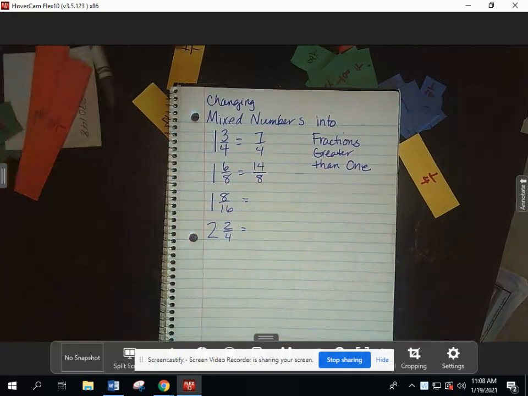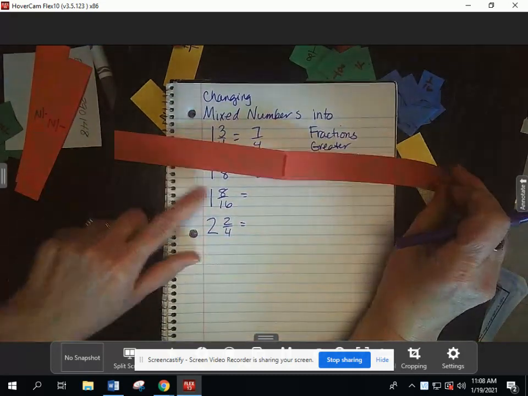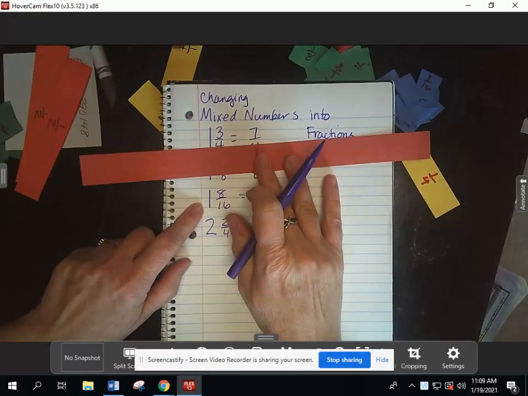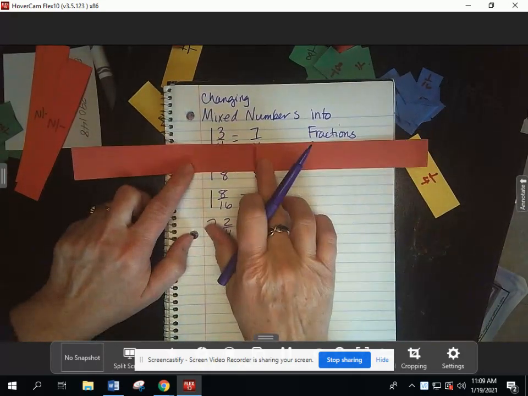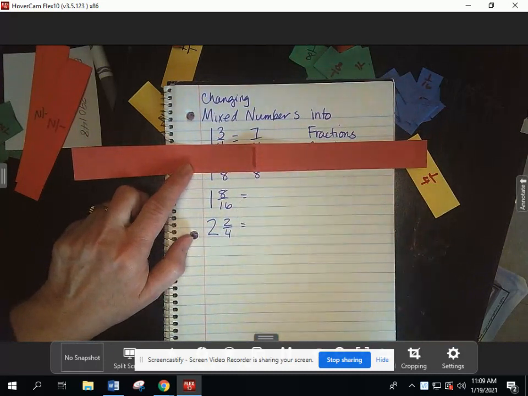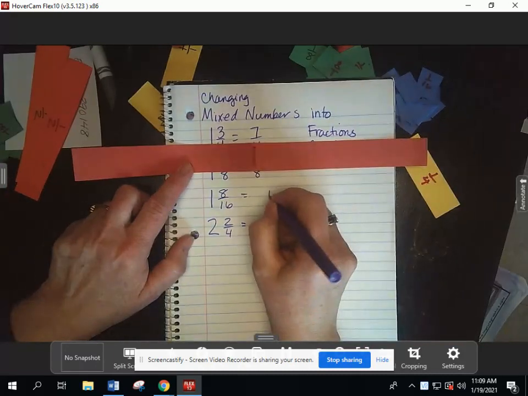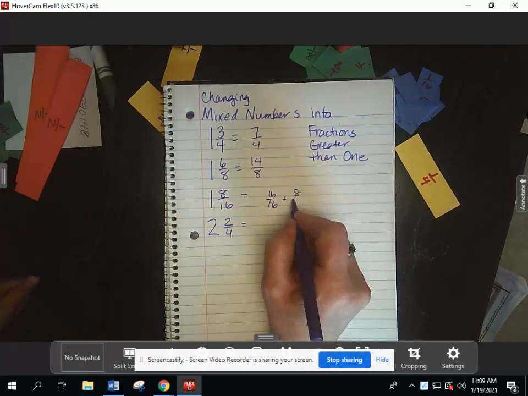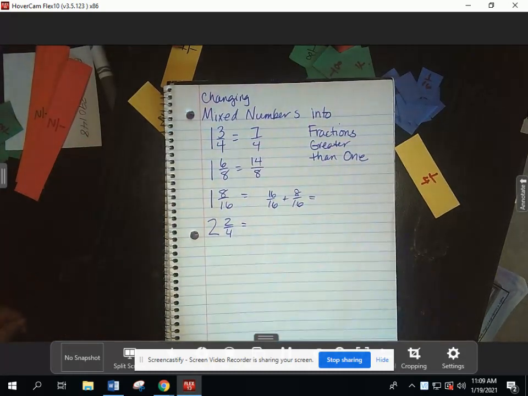And many students started figuring out, if I have the whole unit of 1, how many 16ths is this unit? 16. Thank you. 16 16ths. And I also have 8 16ths. So what is 16 16ths plus 8 16ths?